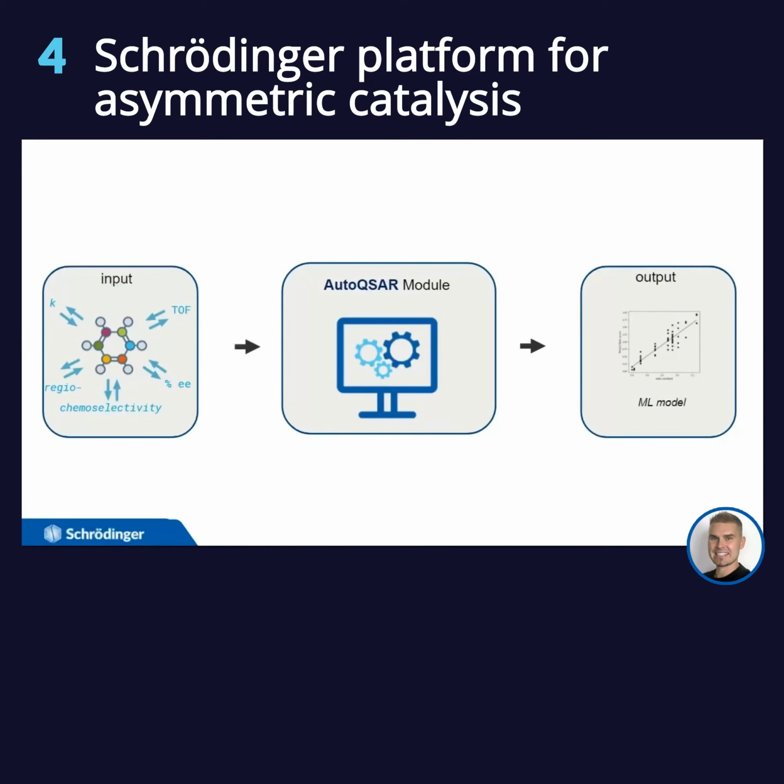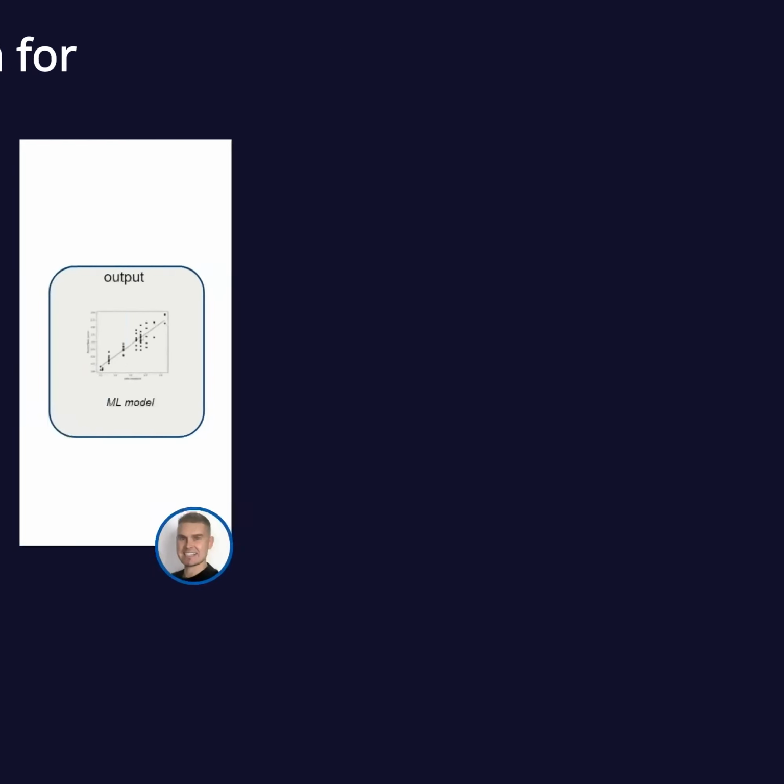The AutoQS-AR module provides full automation around the machine learning and cheminformatics catalyst design procedure. A user only provides information on the catalyst structure and associated property. The rest is done for you automatically, and at the end of the day, you have your ML model built.